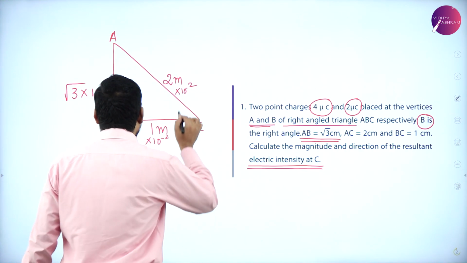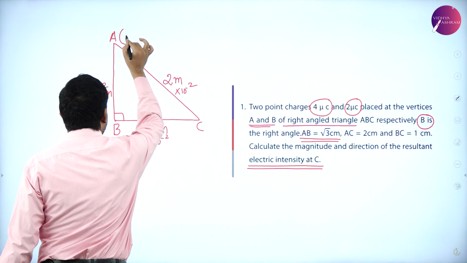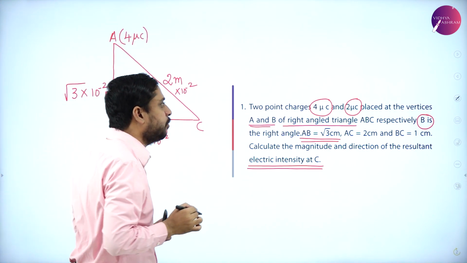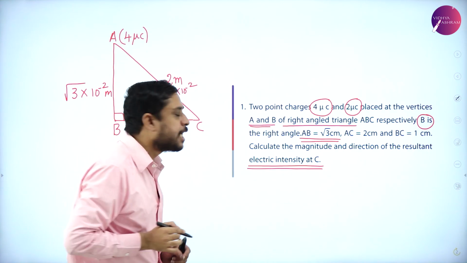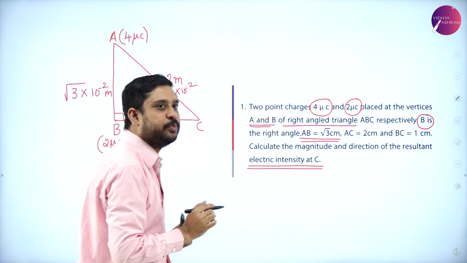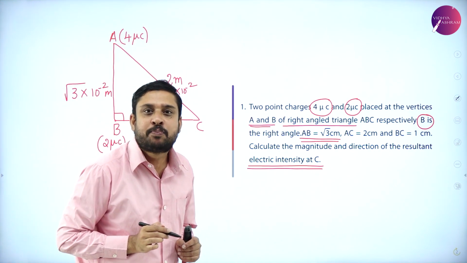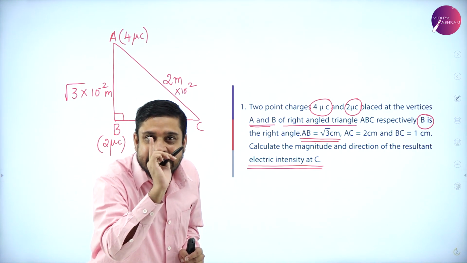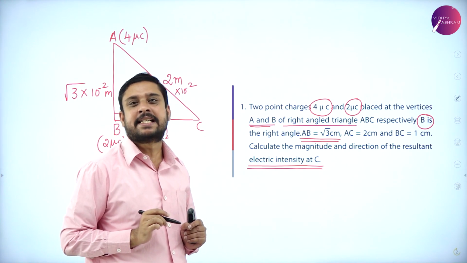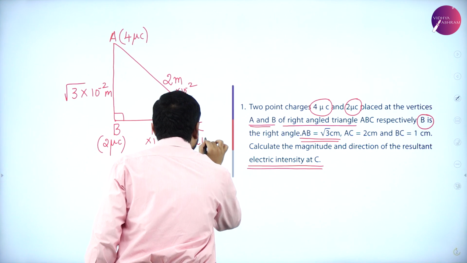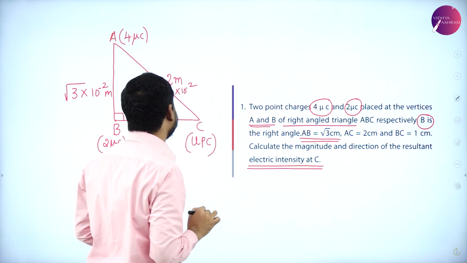Now, what is the charge placed at A? 4 microcoulomb. Charge placed at B? 2 microcoulomb. Charge placed at C? I am testing the electric intensity at C. So, we have a unit positive charge, UPC.